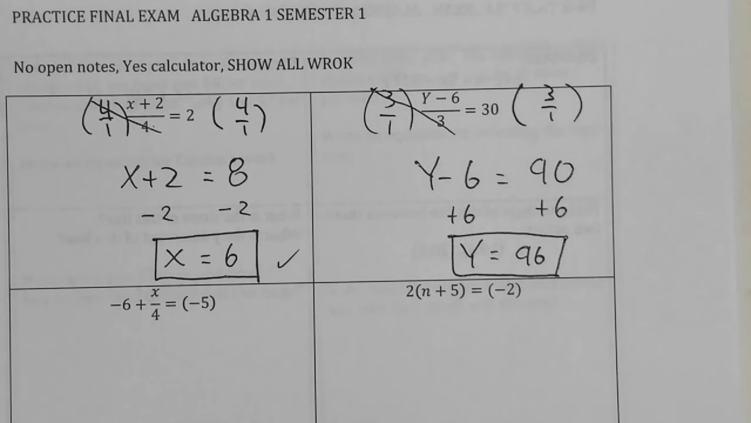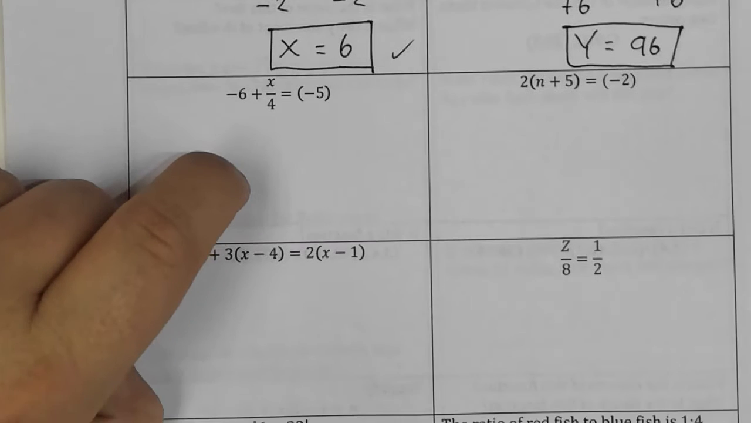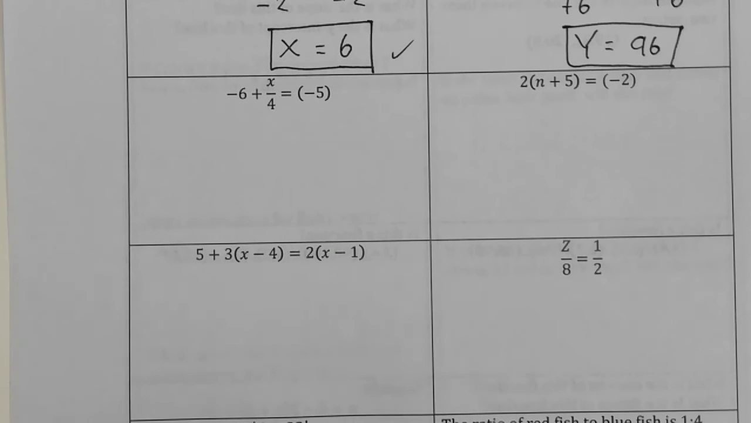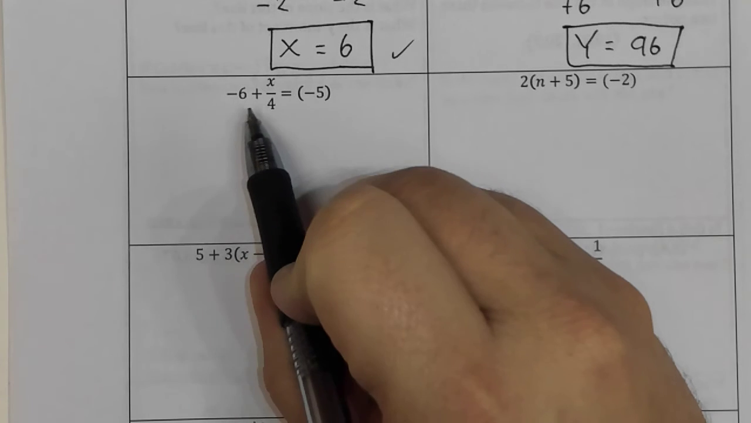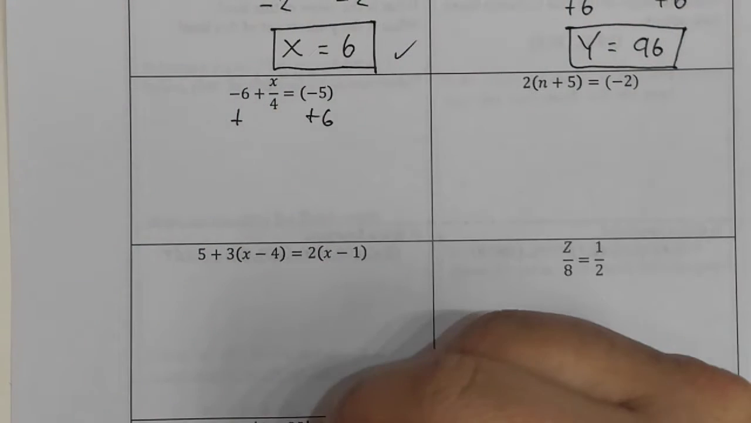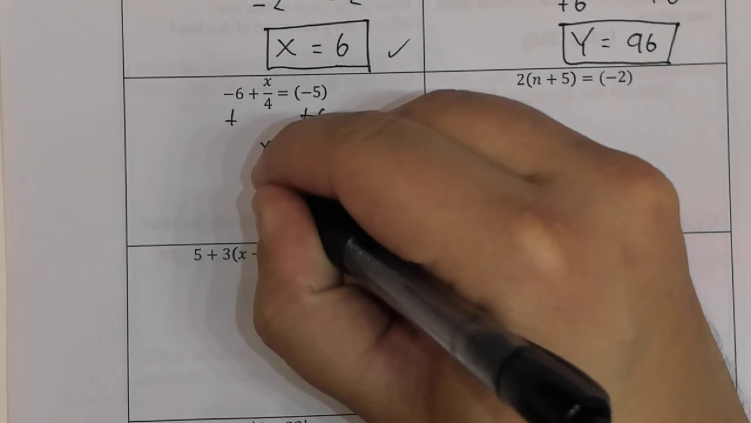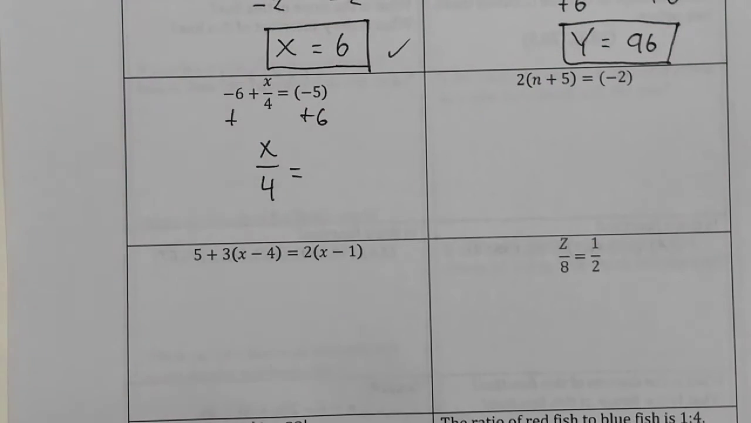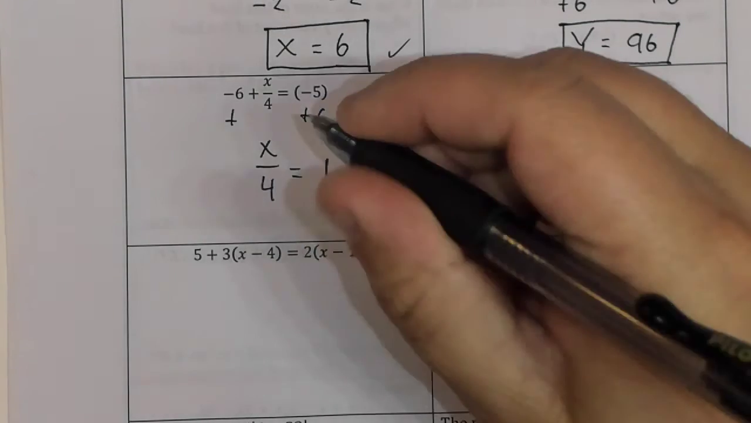If we come down to this one over here, what we have to do first is work on getting x by itself. However, what we have to do first is get rid of this. So if this is a negative 6, we're going to add 6 to both sides. X over 4 is equivalent to negative 5 plus 6, which is equivalent to 1.